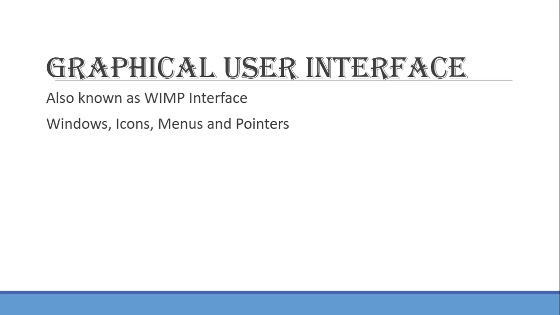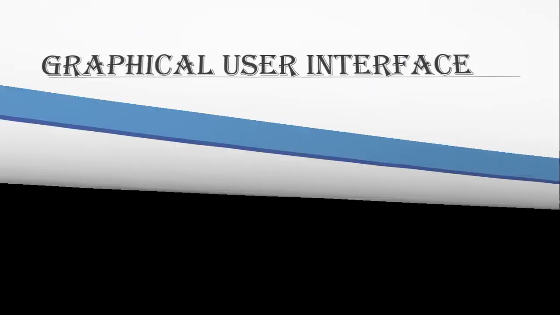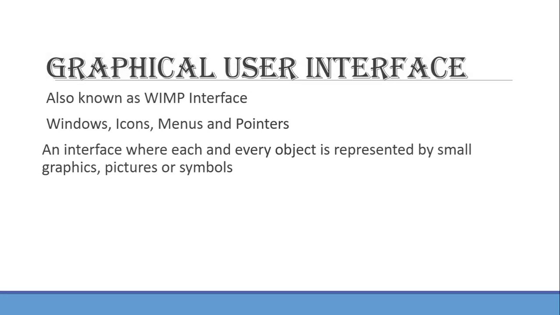As I'm using Windows, this is how it appears. There are multiple windows that are open. Then we have different icons, there are symbols, right? And this is the pointer, right? So we have multiple things in our graphical user interface. This is a pointer for navigation and selection. Then an interface where each and every object is represented by small graphic pictures or symbols. It is a user-friendly interface. Friends, this is very user-friendly.